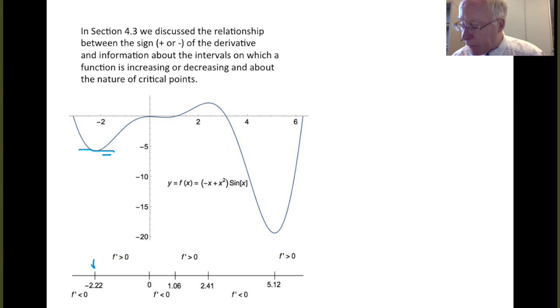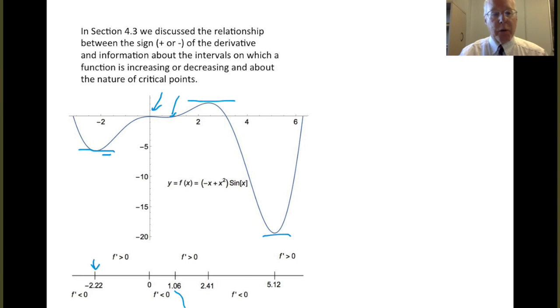And the value turns out to be, for the x, minus about 2.22. Another place where the derivative is 0 is at 0. That corresponds to the flat point you see right about there. A third place where the derivative is 0 is at 1.06. That's right there. You can see there's kind of a flat spot in the graph about here too, kind of subtle, hard to see that. 2.41 corresponds to this slope 0 point, and 5.12 to this one.